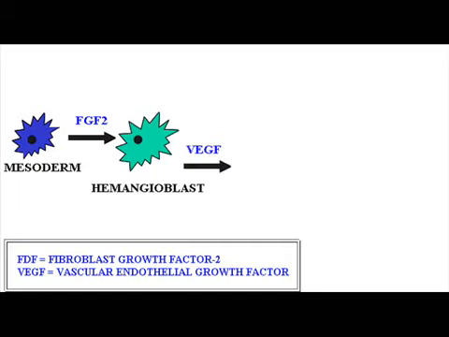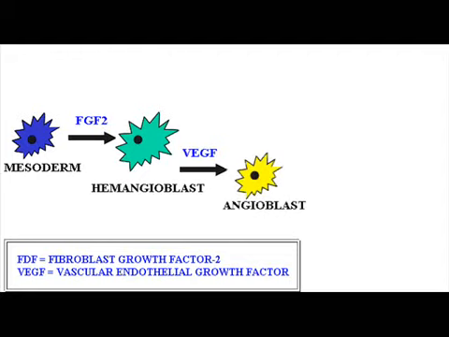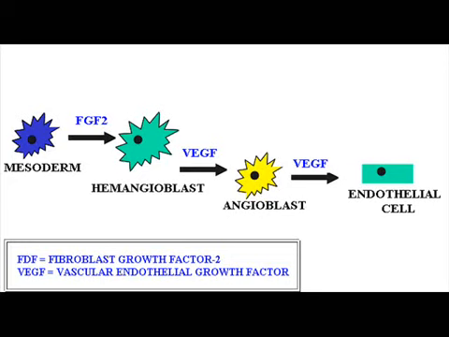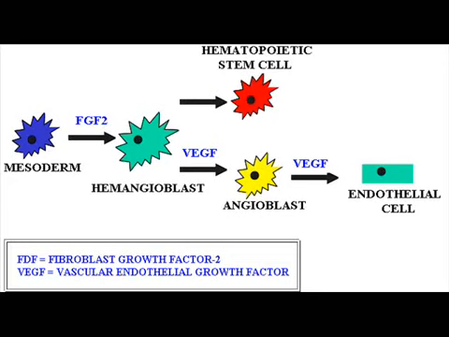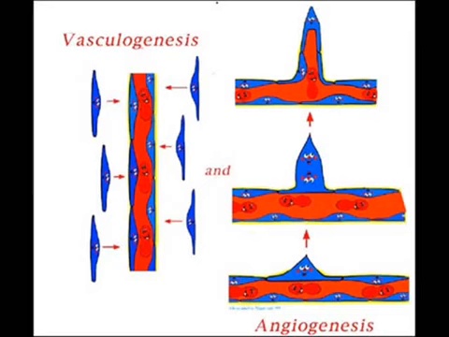Hemangioblasts respond to VEGF and give rise to angioblasts, then the endothelial cells lining the blood vessels. Some hemangioblasts don't respond to VEGF and give rise to pluripotent hematopoietic stem cells that give rise to blood cells. Angiogenesis occurs to form new blood vessels from existing blood vessels.